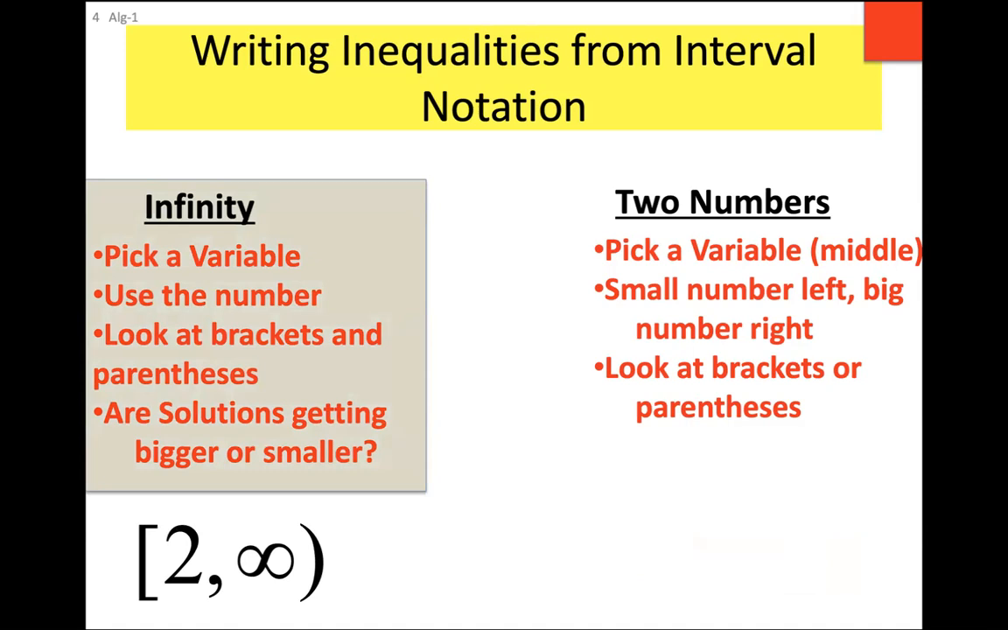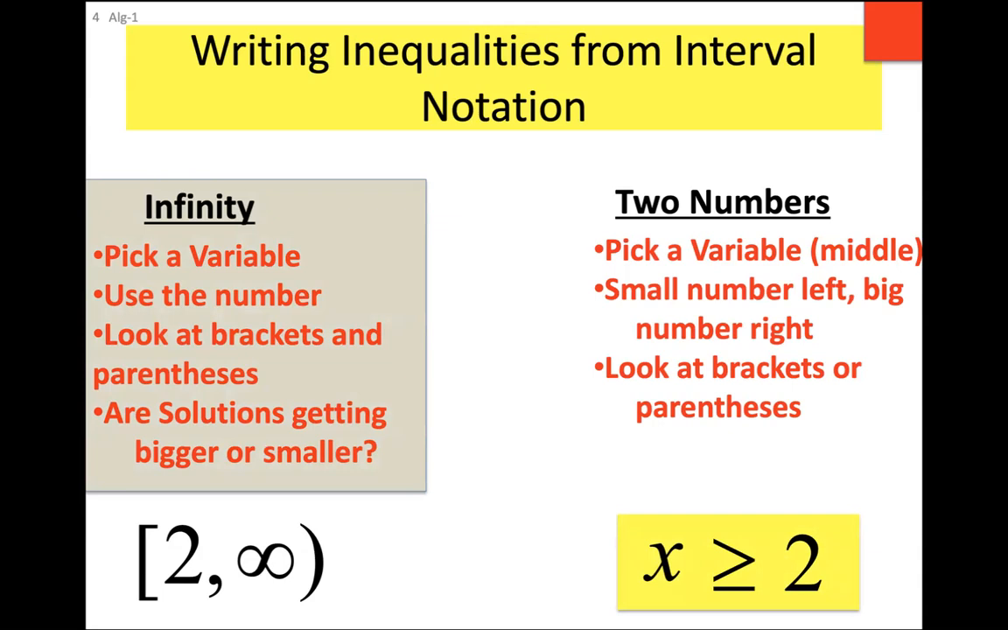So it says pick a variable. It means a letter. Any letter will work. I picked X. It says use the number. Well, the number is 2, right? So I need to put 2 there, right? And now you've got to think about the interval notation. If I read the interval notation, that's the one on the left, going from left to right, it says 2 comma infinity. That means you're going from 2 all the way to positive infinity. Well, that means X is increasing all the way to infinity. And since the 2 has a bracket, it's going to be greater than or equal to.